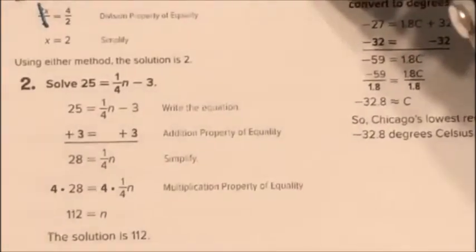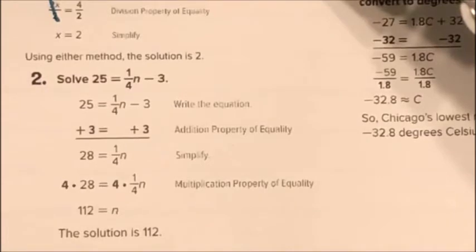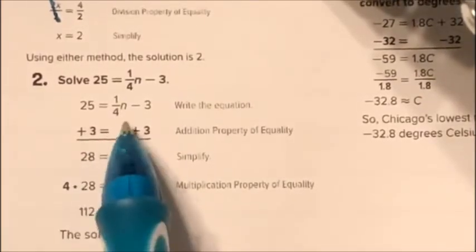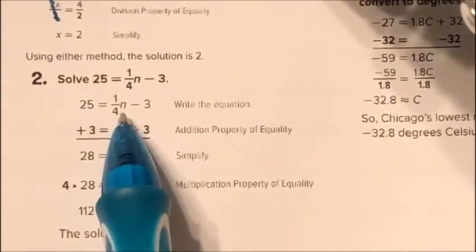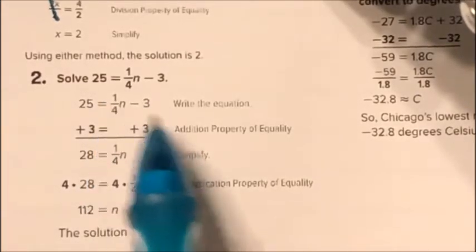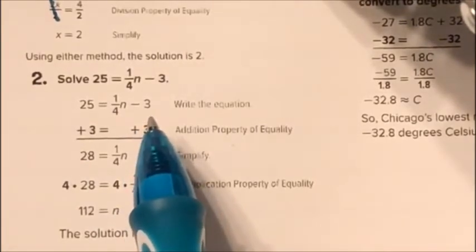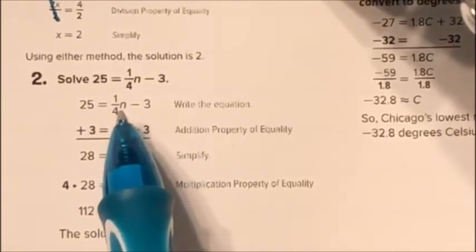All right, let's take a look at example number 2. It says solve 25 equals 1/4 n minus 3. So the first thing I do is write my equation. You always want to write your equation. It's very helpful, okay? Now I look over here. This is the side my n is on. I want to get n by itself. In order to do that, I need to get rid of some stuff. I have to get rid of the 1/4 and I have to get rid of the minus 3. Well, the minus 3 I need to get rid of first because it's not directly attached to my n.